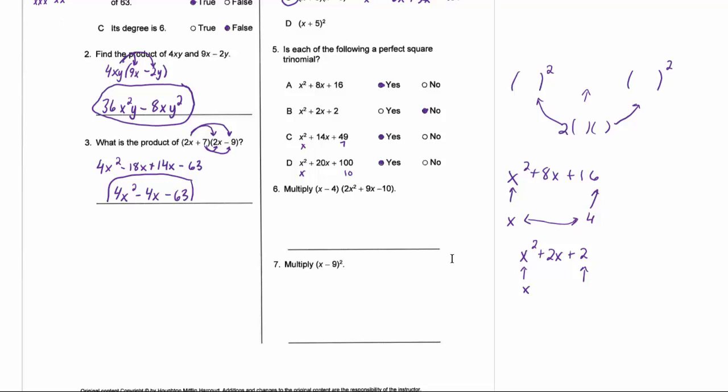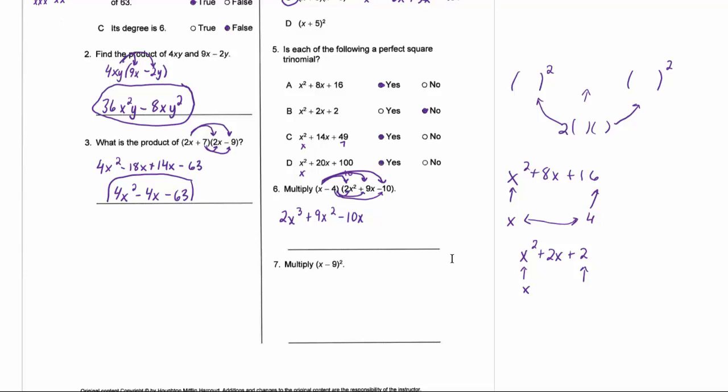This next one on number 6, we are using the distributive property because we have too many terms to FOIL. So we're going to do x times all 3 of these things. That's going to give us 3 terms. And then we're going to do negative 4 times each of these, and that's going to give us 3 more terms for a total of 6. And then we're going to add things together that are like terms. So I'm going to do x times 2x squared, which is 2x cubed. And then I'm going to do x times 9x, which is 9x squared. And then I'm going to do x times negative 10, which is negative 10x.